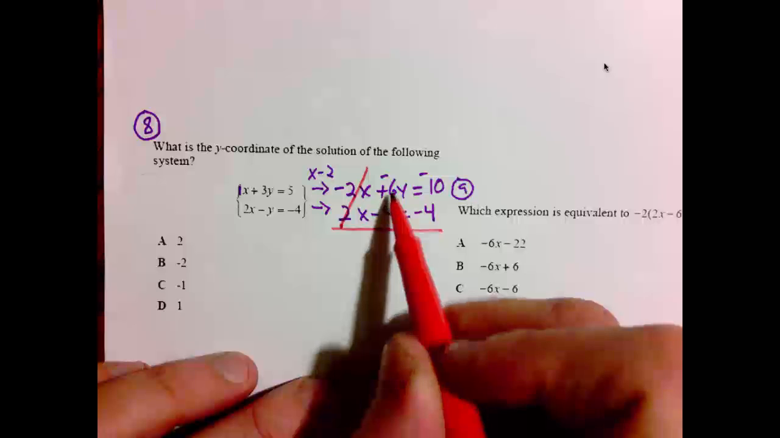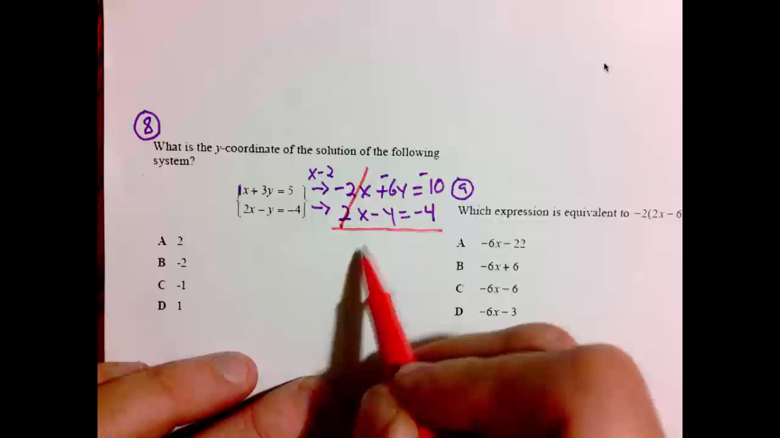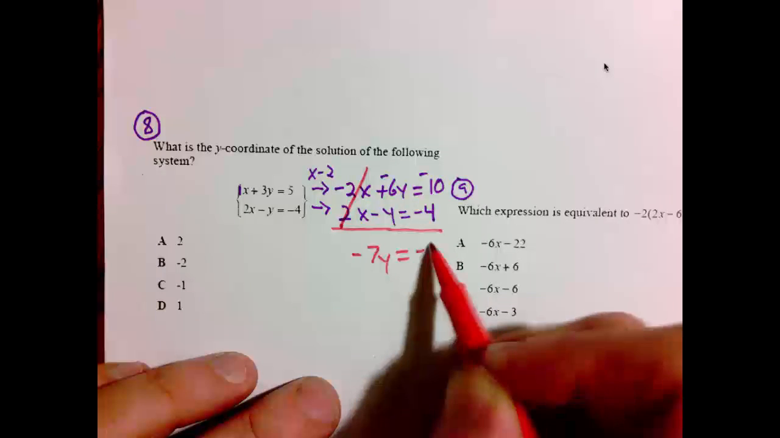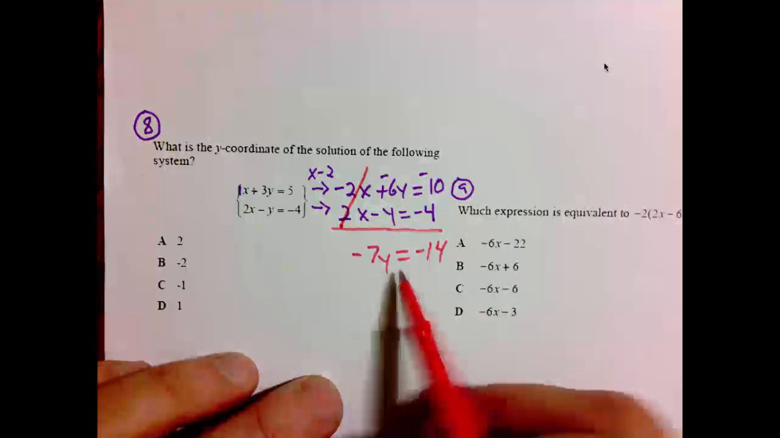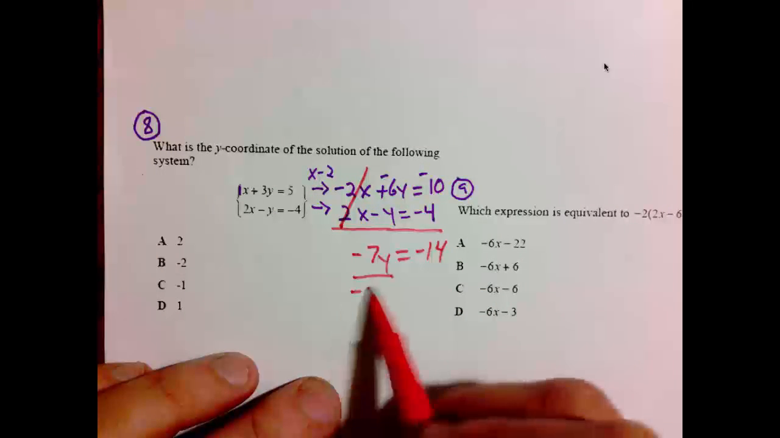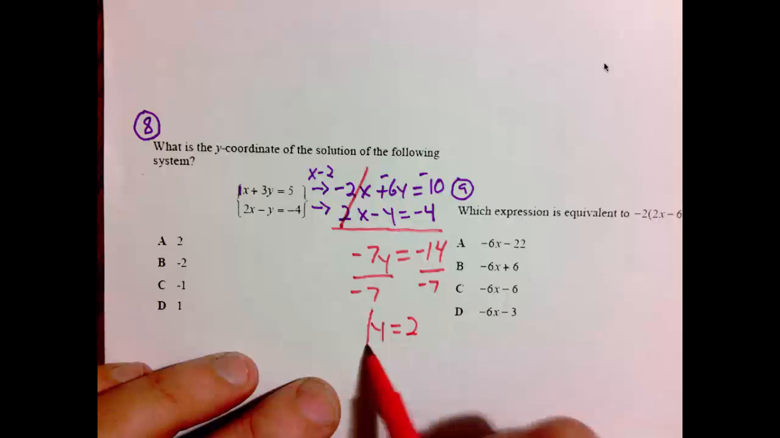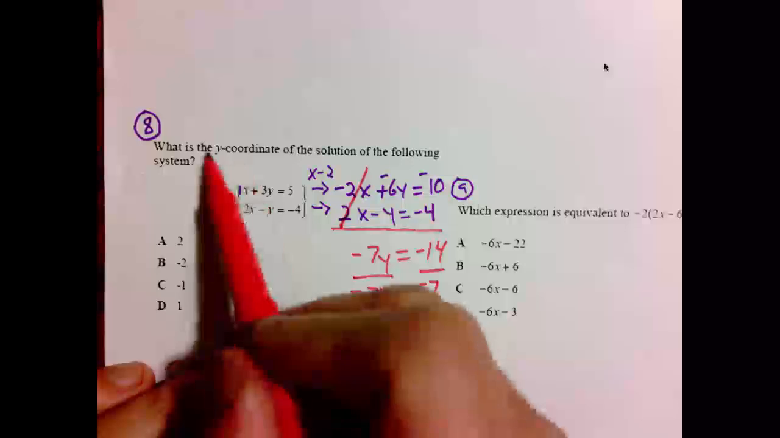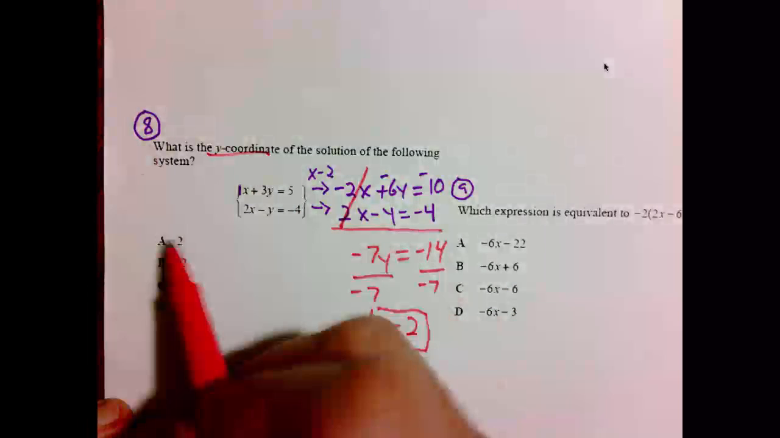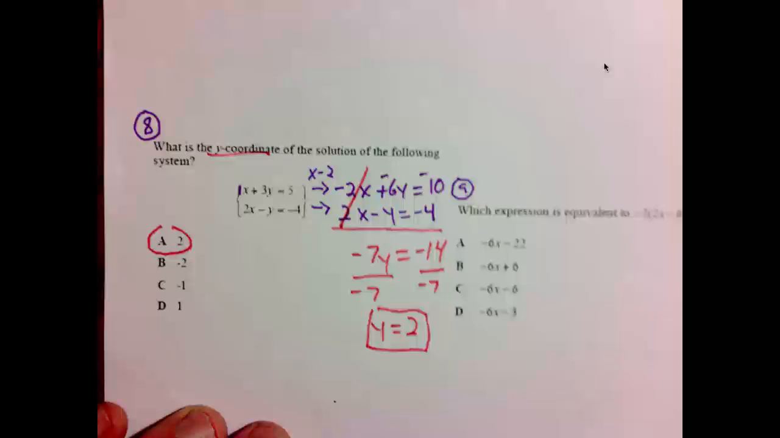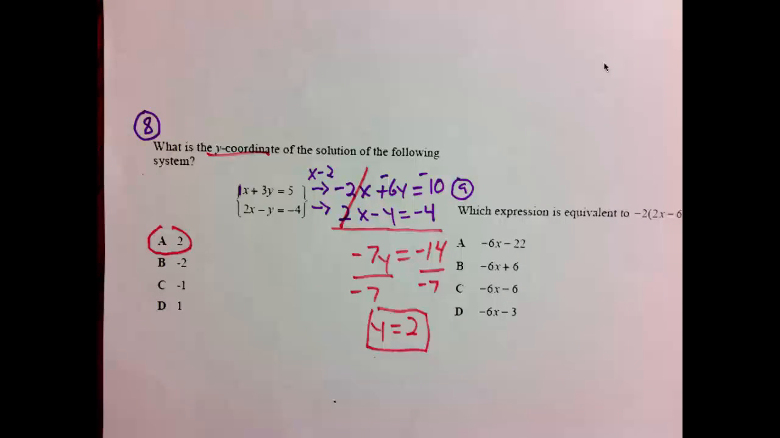Negative 6 plus a negative 1 is a negative 7y. Negative 10 and negative 4 is a negative 14. We have negative 7y equals negative 14, dividing by negative 7 on both sides. Y is 2. And that's all we're looking for, the y coordinate. All right. We could take this and substitute back in and find x, but it's not necessary for this problem. Number 9.